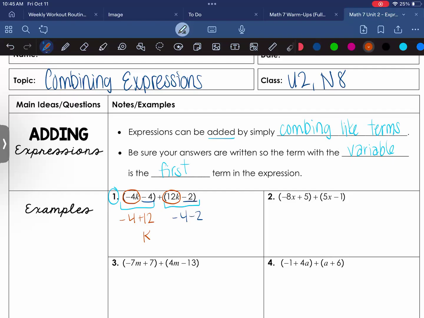Negative 4 plus 12 will get us 8, so we have 8k. Negative 4 minus 6, or sorry, negative 4 minus 2 is negative 6. So here is our simplified expression. And we're done because we cannot add or subtract variables with constants. All right, go ahead and try numbers 2 and 4 on your own. Pause the video here to try them.